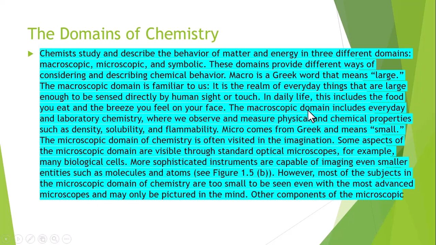The macroscopic domain includes everyday and laboratory chemistry, where we observe and measure physical and chemical properties such as density, solubility, and flammability. Micro comes from the Greek and means small. Infinitesimal, the world of the very small.